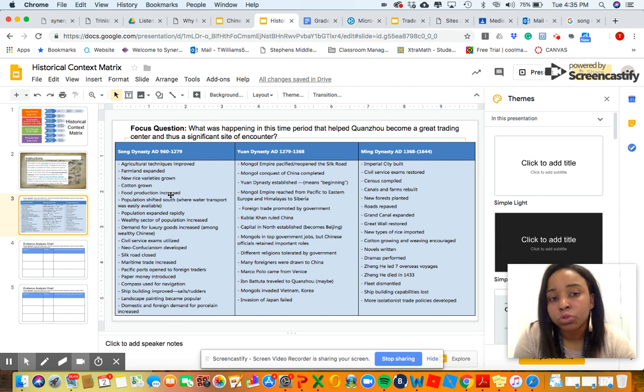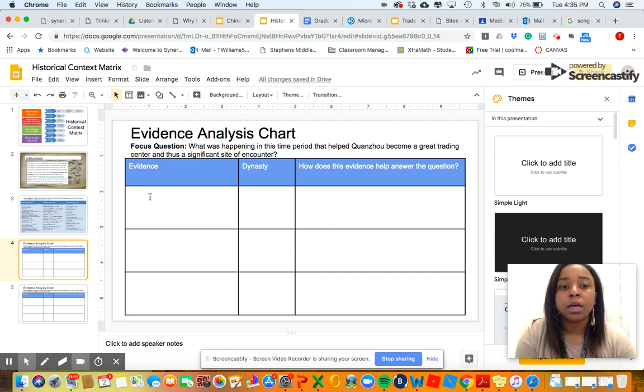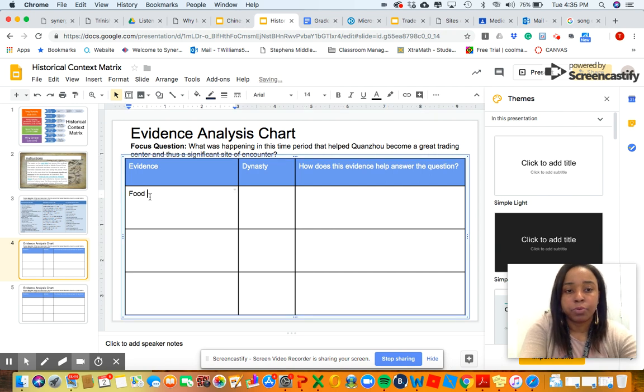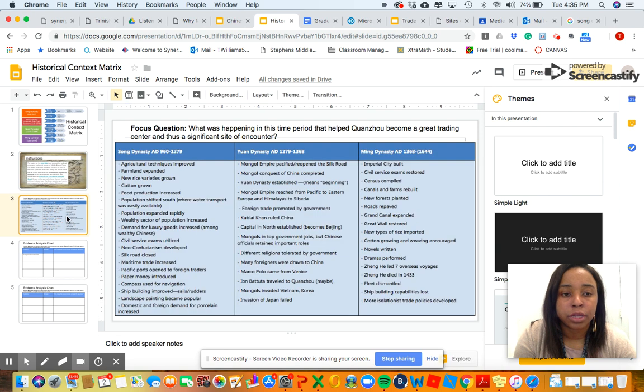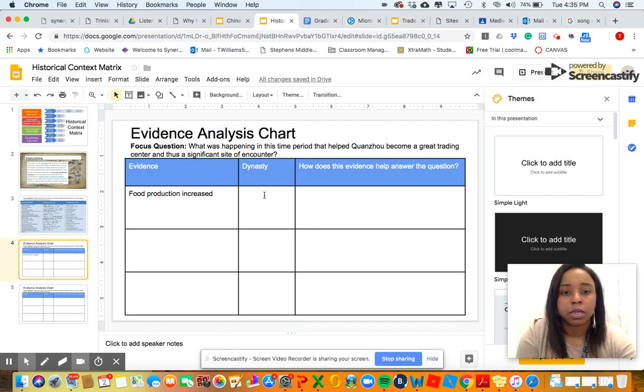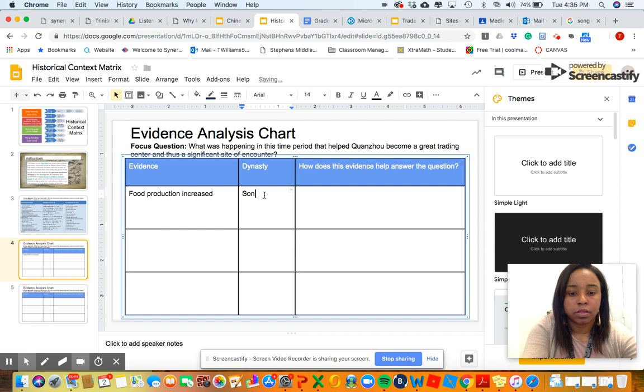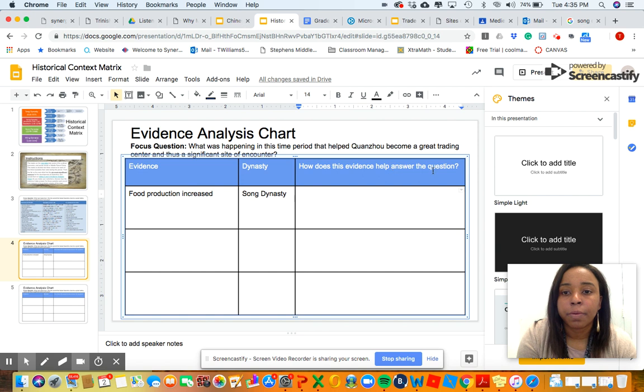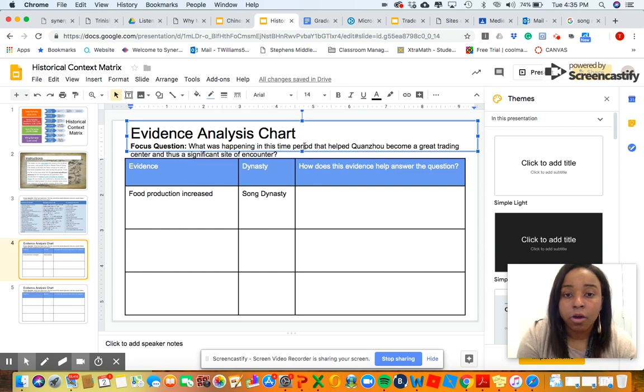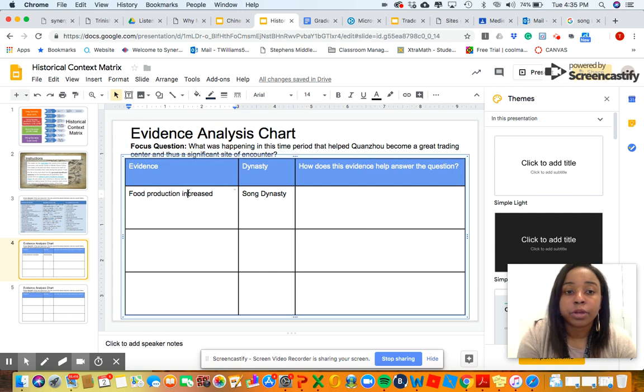You know what? I think I'll choose food because food is really important. People need to eat. So I'm going to put in the next slide, food production increased. All right, and I see that food production increased, and it says it's under the Song Dynasty. So I'm going to put in the next box, Song Dynasty. Then it says, how does this evidence help answer the question? So how does this evidence help me to know that Quanzu becomes a great trading center? For me, I put food production increased.